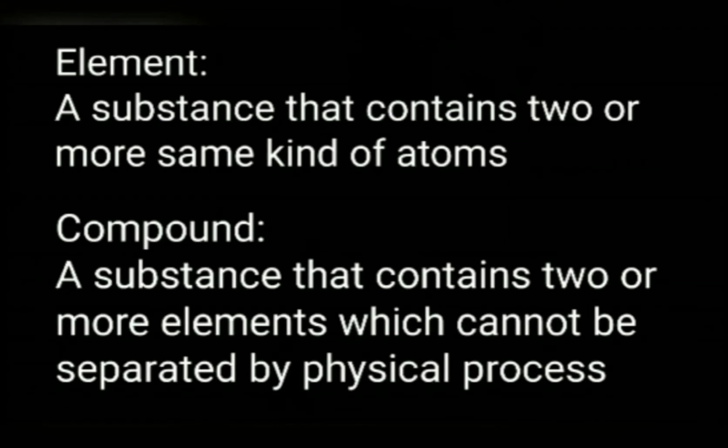An element is the substance that contains only the same kind of atoms. For example, if it is a copper wire, that wire is made up of copper atoms only. Here there is no mixing of any other atom. So a substance which is made up of the same kind of atoms is known as an element. Next, compound. A substance that contains two or more elements which cannot be separated by physical process. So a combination of elements is called a compound.